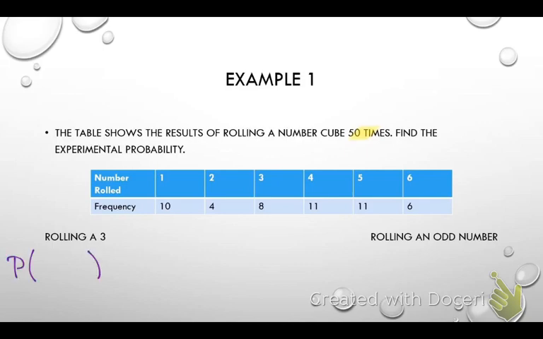So probability that you what? What goes in parentheses? That you roll a 3 or land on 3, that would be fine too, is 8 over what? 50. Can I calculate this percentage without a calculator? Yes. Go ahead and do it. Don't say it out loud.